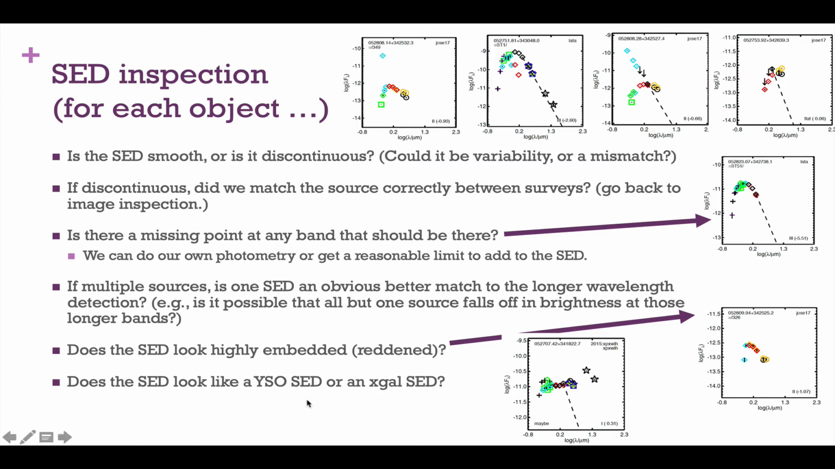Does the SED look like a young star SED or an extragalactic one? This one is freakishly flat. I do not know what's going on with this one. It doesn't look anything like the other SEDs here, right? So that's an example of something where the SED shape is just weird.